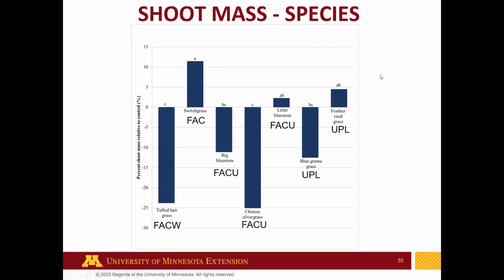For shoot mass, we had a species main effect. Switchgrass had the highest percent shoot mass relative to the control, although not significantly higher when compared with little bluestem and feather reed grass, while Chinese silvergrass and tufted hairgrass had the lowest percent shoot mass relative to the control, but not significantly lower when you compare it with big bluestem and blue grama grass.